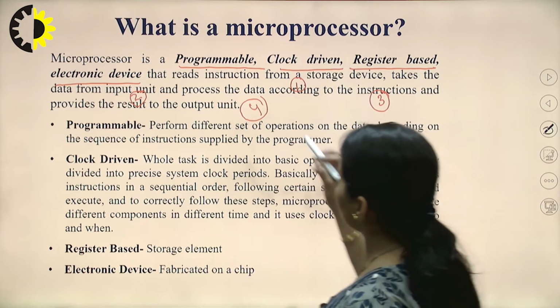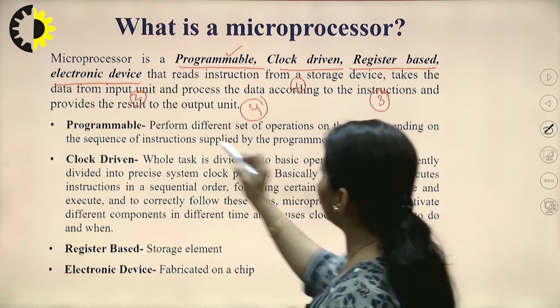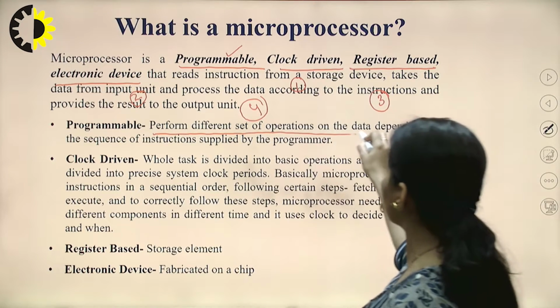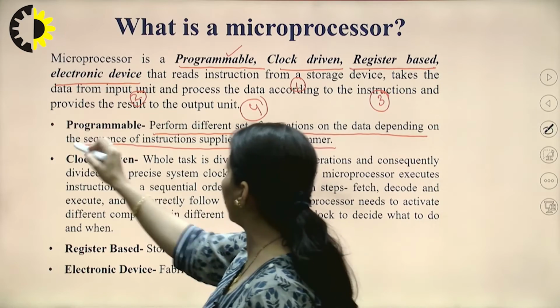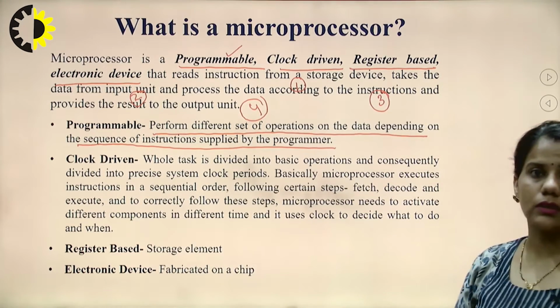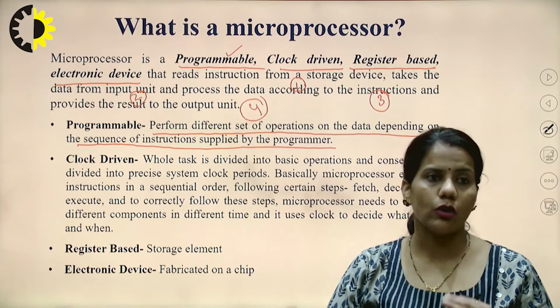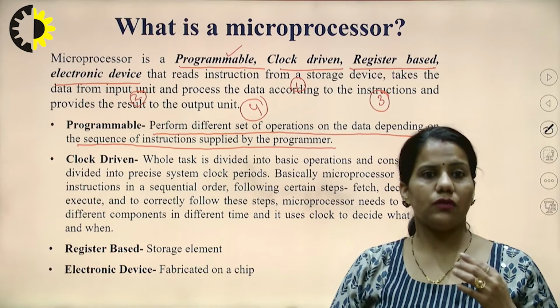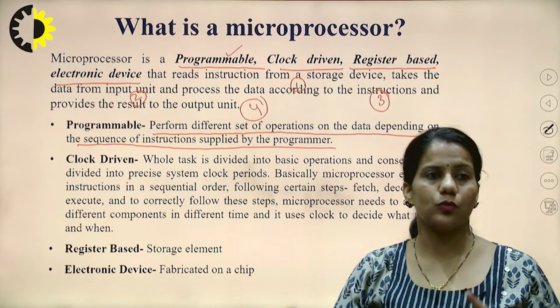Next, it is programmable. What is meant by this term? That it performs different sets of operations on the data depending upon the sequence of instructions supplied by the programmer. So, it is programmable. That means it will perform the operations according to the program that we feed to the processor.